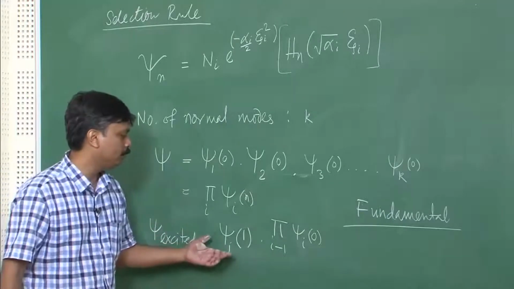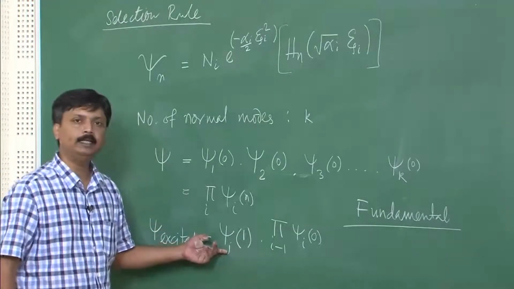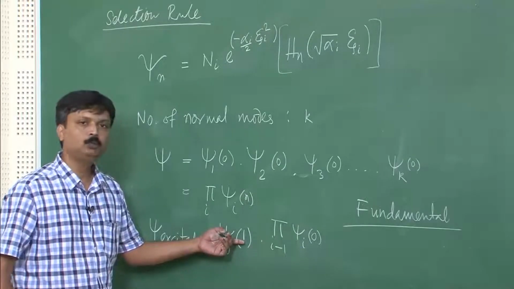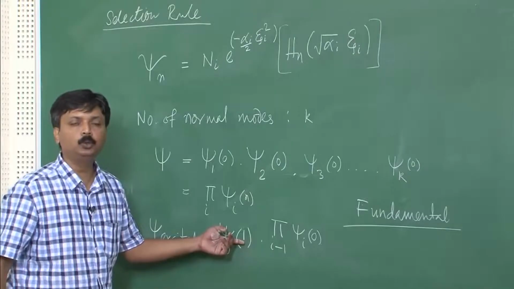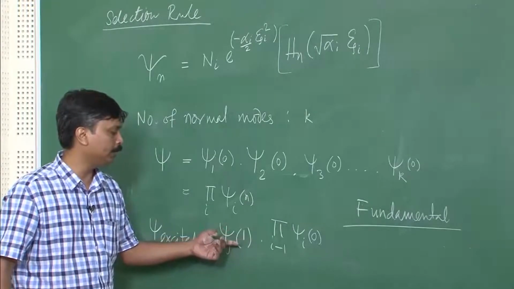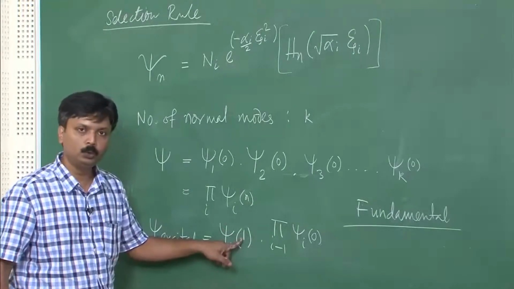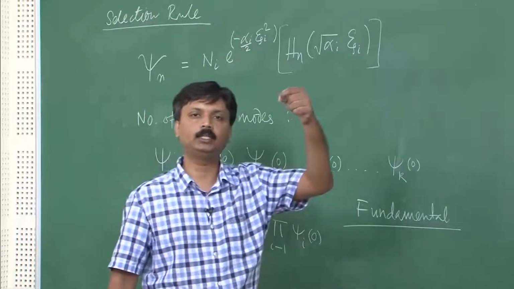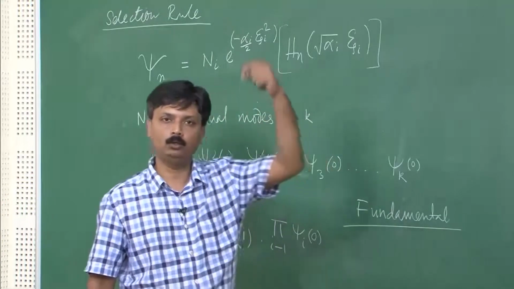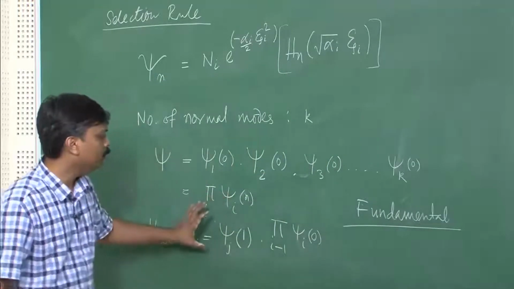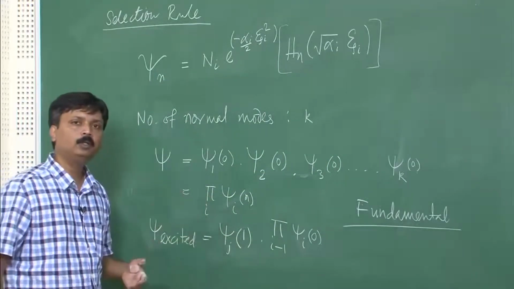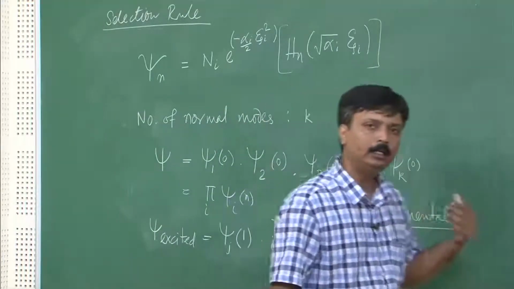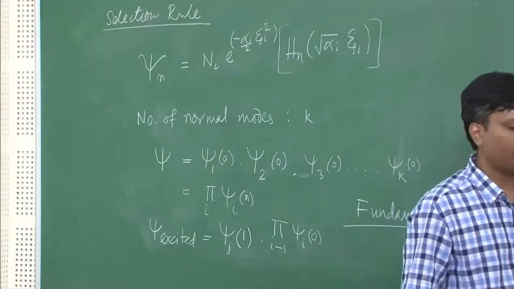Suppose this particular jth normal mode had made a transition to state 2, so it would be psi of j2. That would mean it has undergone two successive transitions from 0 to 1, or 0 to 2. That would give you the first overtone. If it had gone to the third level, it would give me the second overtone.